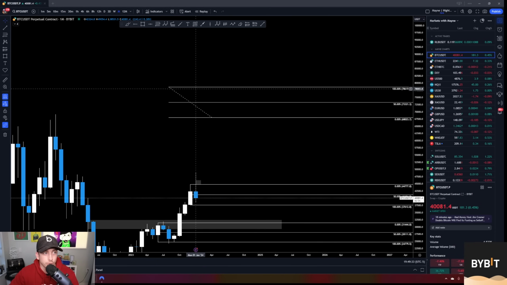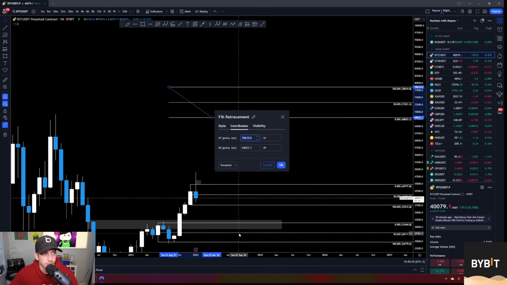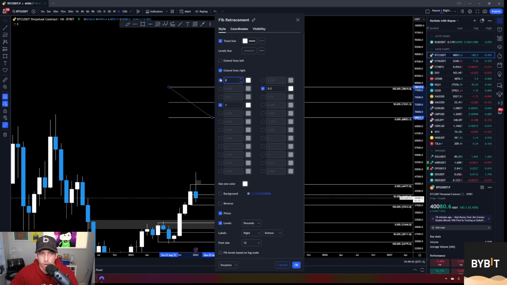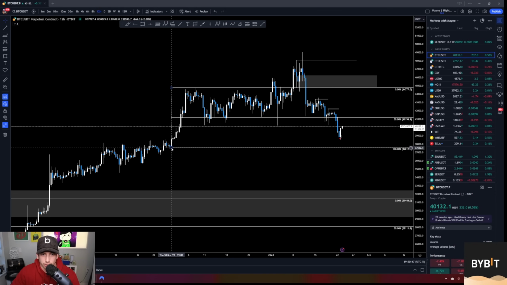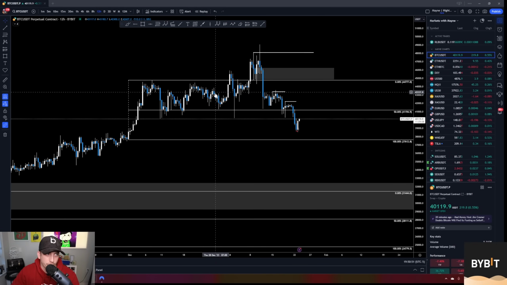For the one I use for ranges, I click this, settings, style, and I just mark the 0, the 1, and the 0.5. This is what I put on there to do this. So I take December's candle, the low and the high, and now we've got it here. This is December's range. The reason I mark this is because this is the prior month's range. So we basically took out the previous month's high, and then we fell back in the range.